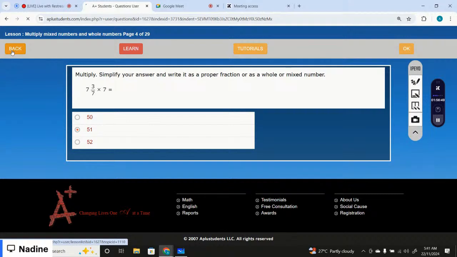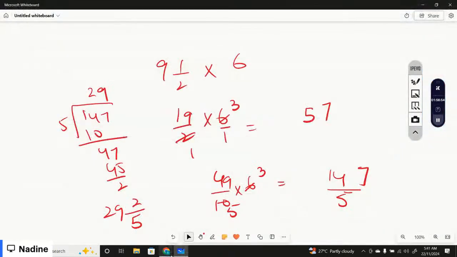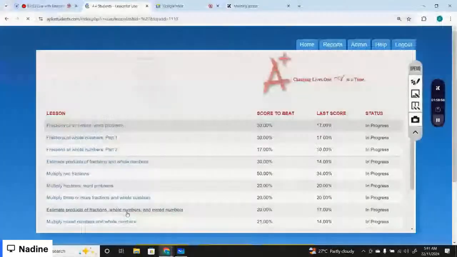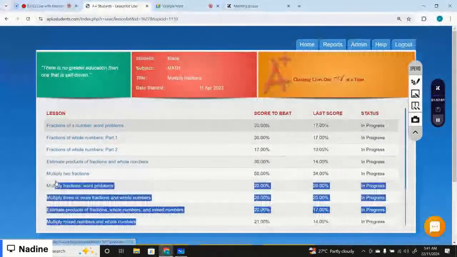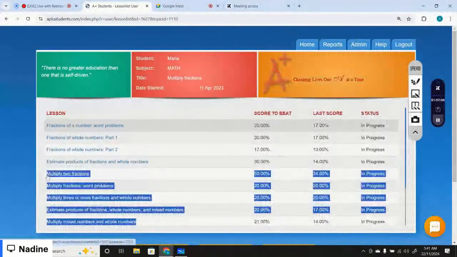So we were working on grade 6 math. The lessons we have covered today: multiply two fractions, multiply three or more fractions and whole numbers, estimate products of fractions, whole numbers and mixed numbers, and multiply mixed numbers and whole numbers. Please make sure before the next session you complete all the practice questions for the lessons we just did. That is your homework until the next session.